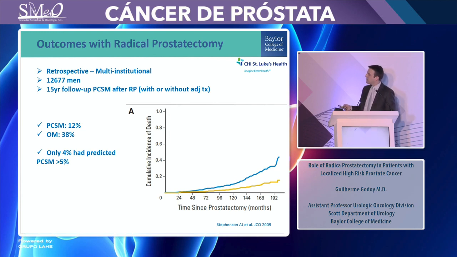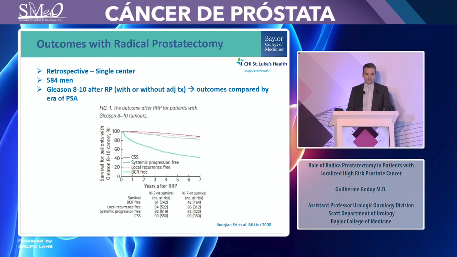This is another retrospective study, multi-institutional, including more than 12,000 patients, 15 years of follow-up, looking at the cancer-specific survival for patients receiving radical prostatectomy with or without adjuvant therapy. And again, looking at the surgery, this is a competing risk analysis. Blue is mortality for other causes, and the gold is mortality for cancer. You can see the curve is very low. Cancer-specific mortality is about 12%, and overall mortality 38% in this group. Only 4% had predicted cancer-specific mortality greater than 5%. So it's surprisingly good results for such aggressive disease.